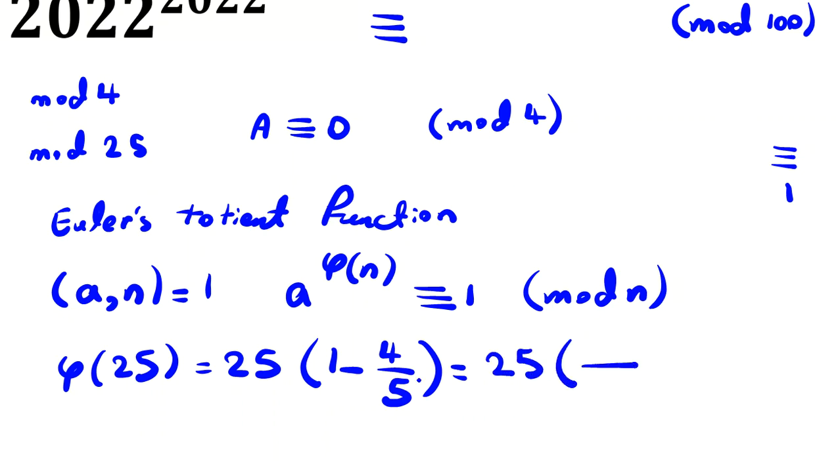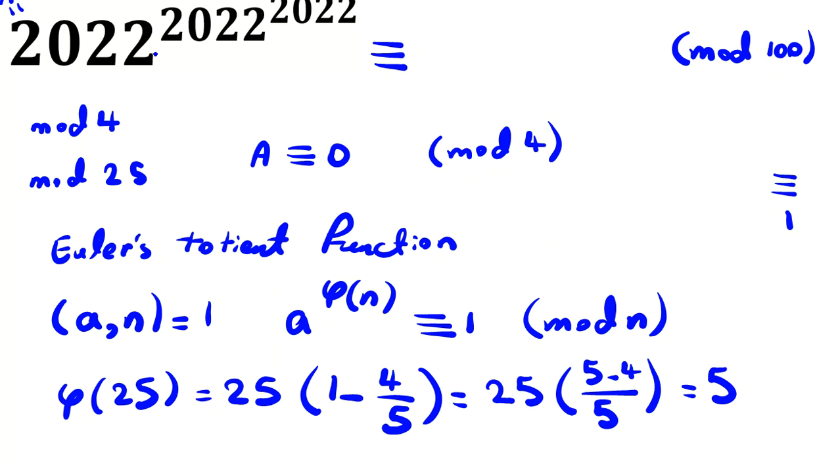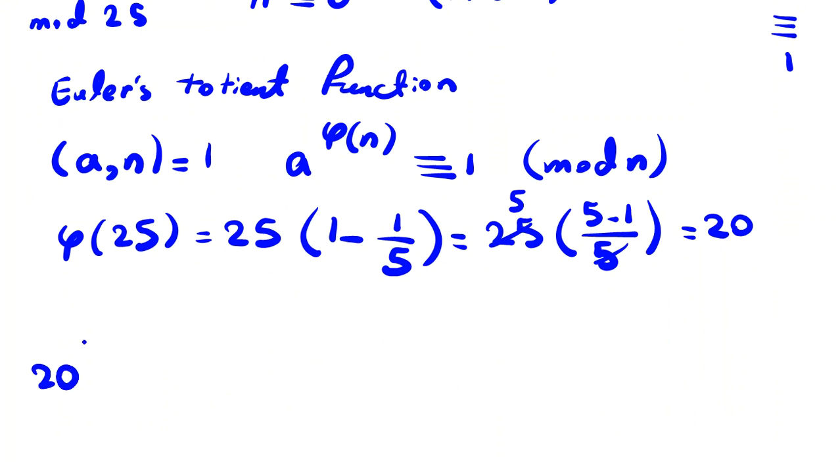Okay, 25 times, if you use a common denominator, it will be 5 minus 4, which is 1 over 5. 25 over 5 is 5. Sorry, here, let me correct it. It will be 1 minus 1 over 5. So it will be 5 minus 1 over 5, and if we calculate, it will be 5 times 4, 20. So we understand that phi of 25 is 20, because 2022 is coprime with 25. So let's calculate this mod 25.